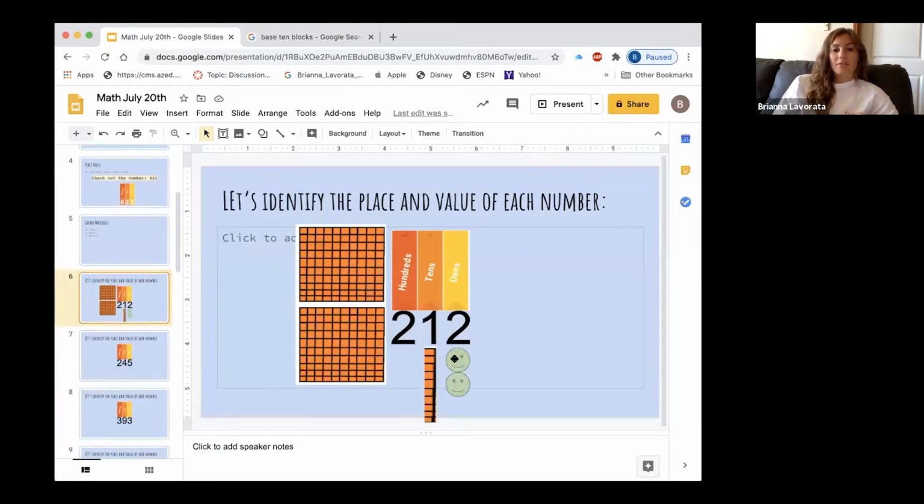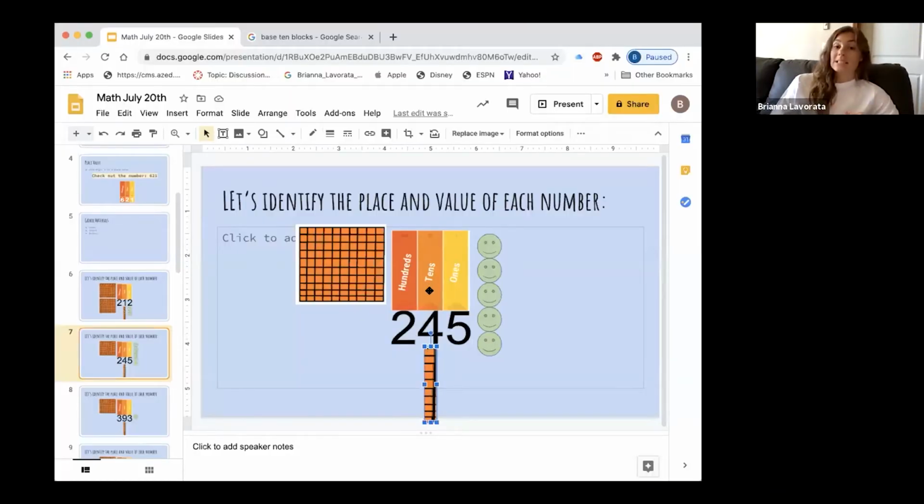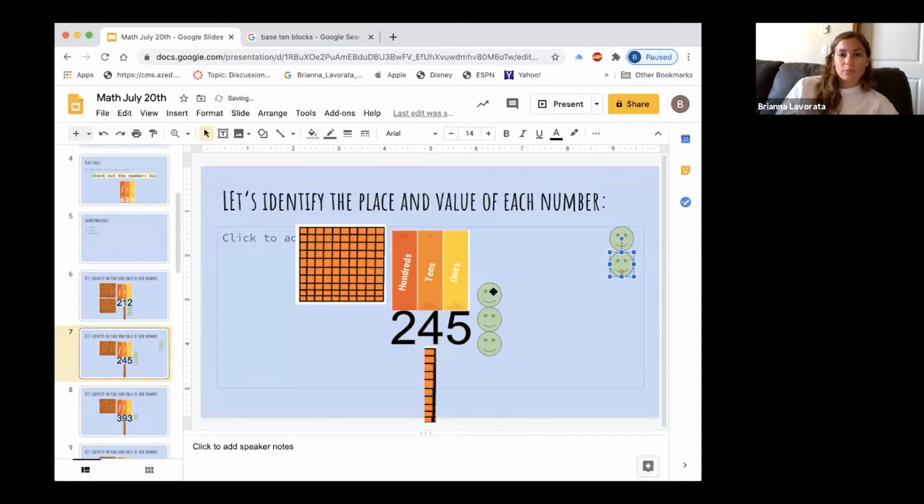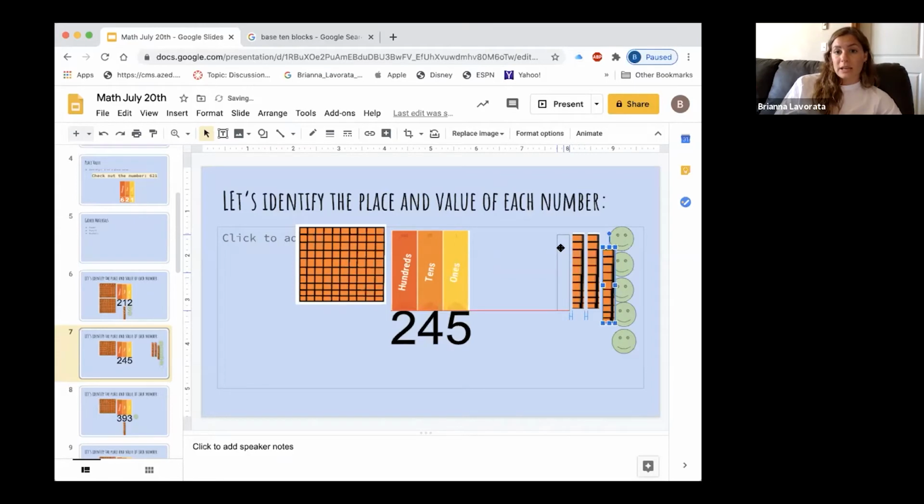So in this one, we have 5 ones. So we are going to put 5 smiley faces. 1, 2, 3, 4, and 5. And for this one, it is telling me that we have 4 tens. So we can go ahead and push this over a little bit just so we have some room here. So we have 5 ones. Now we have 4 groups of tens. Right now I only have 1. I need to draw 3 more. So here's 1, 2, 3, and 4.